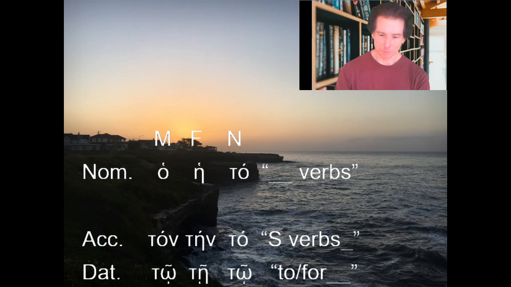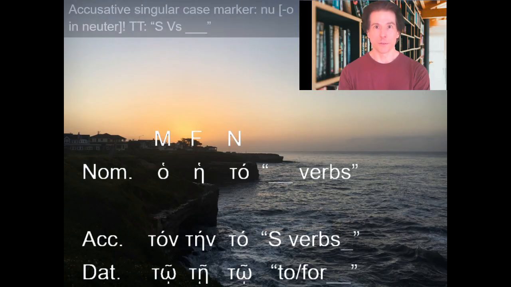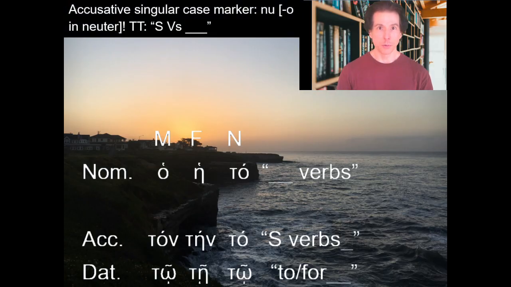All right, so recognizing the nominative case, you've got to memorize these: ho, he, and to. In the accusative, if you notice here, it's the nu ending that's going to be a marker. So if you've got the definite article with a nu ending, you're going to know it's an accusative. And then the to form for the neuter, well, there's some ambiguity there, right? Is it the accusative or is it the nominative? Context is going to have to tell you.